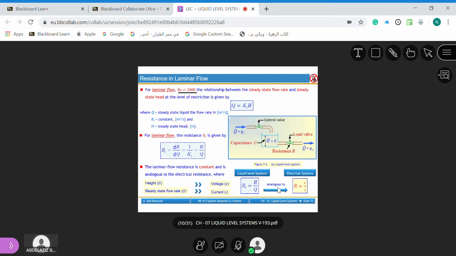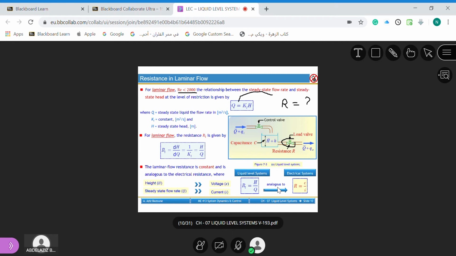The level of restriction or resistance: Q will be K laminar times H, and we need to find what will be the expression of R. For the resistance, what will be the expression for it? R will be equal to what? So here, Q is the steady state flow, the steady state liquid in meter cubed per second. KL is a constant in meter square per second, and H is the steady state head.